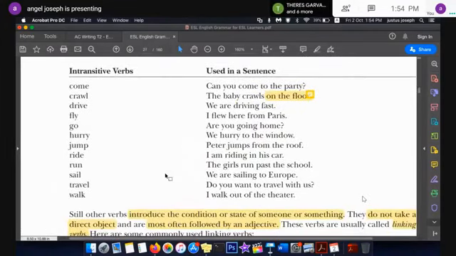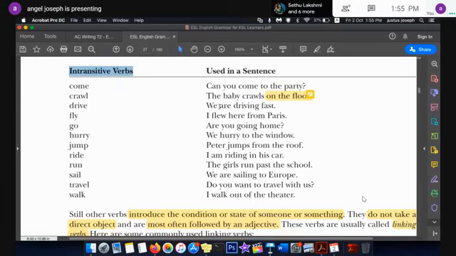Let's look at a few examples. Look at this verb, crawl. The baby crawls on the floor. The subject here is the baby. The baby is the doer. What is it doing? It crawls. Where? On the floor. This word on is a preposition here, and on the floor is called a prepositional phrase. So this verb crawls, what is it showing us? The baby's movement on the floor. Anything that shows us movement is called an intransitive verb.